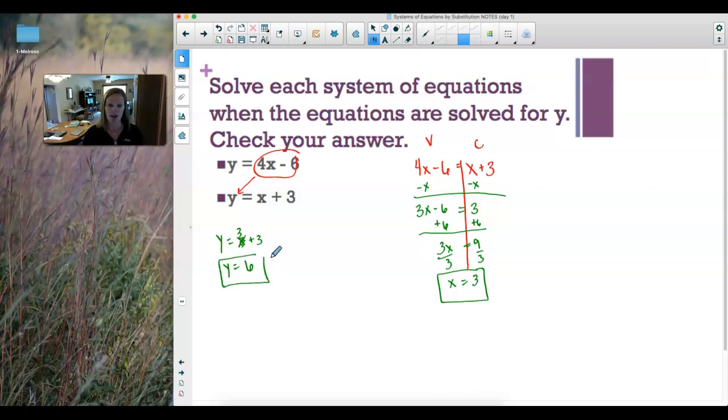So there's your x and y. So we put them into an ordered pair. So we have the ordered pair 3, 6. And we can make sure that works. If y is 6 and x is 3, 4 times 3 is 12. 12 minus 6 is 6. And this is 6 and 3. 3 plus 3 is 6. So our ordered pair for this system of equations works.